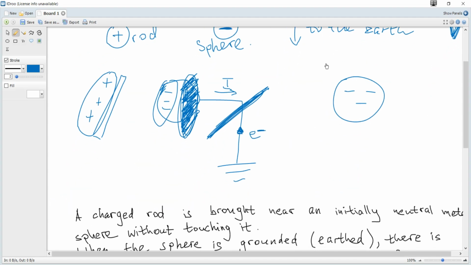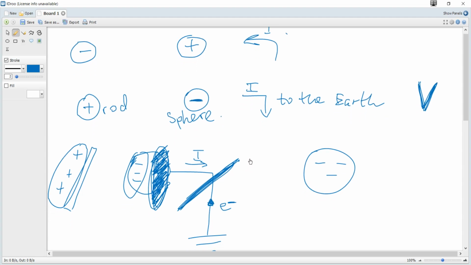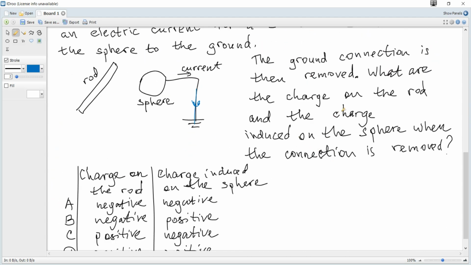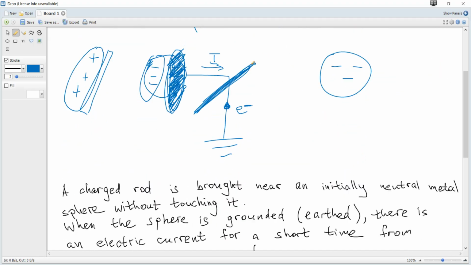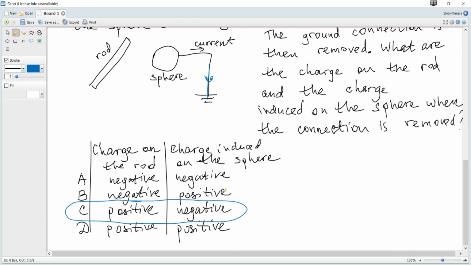So the rod is positively charged, the sphere finally becomes negatively charged, and you can see that we need the charge of the rod and the charge induced, finally, on the sphere when the connection is removed. So it's plus, minus, rod plus, minus. So it's C. And that's all for this question.